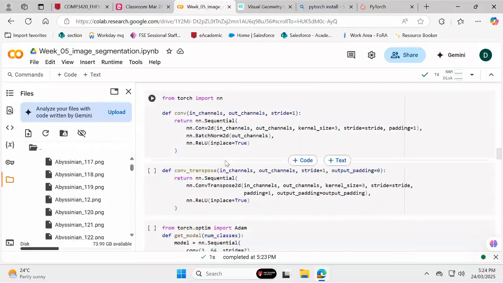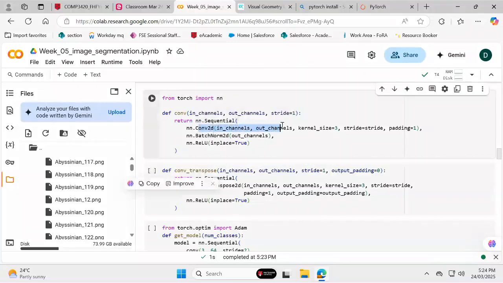Okay, so now let's go for the architecture. So we're going to have the U-shape architecture. We're going to have convolutions and the transpose convolutions. So for each convolution, it's going to have the convolution.